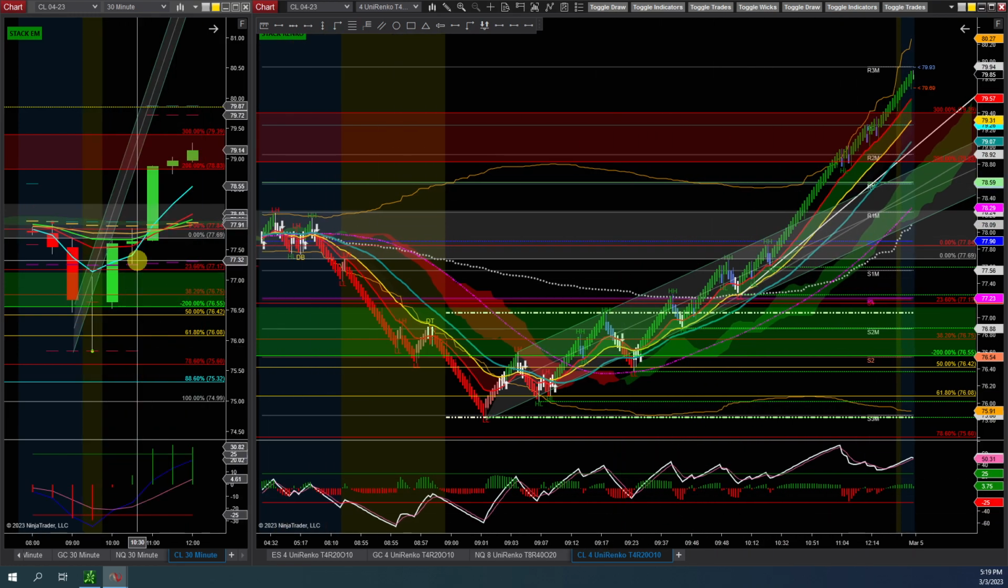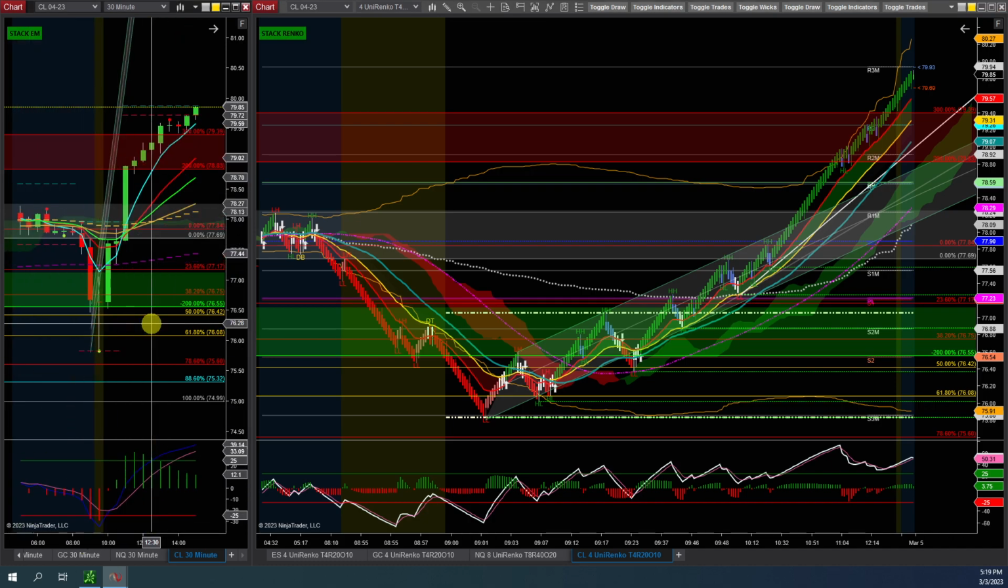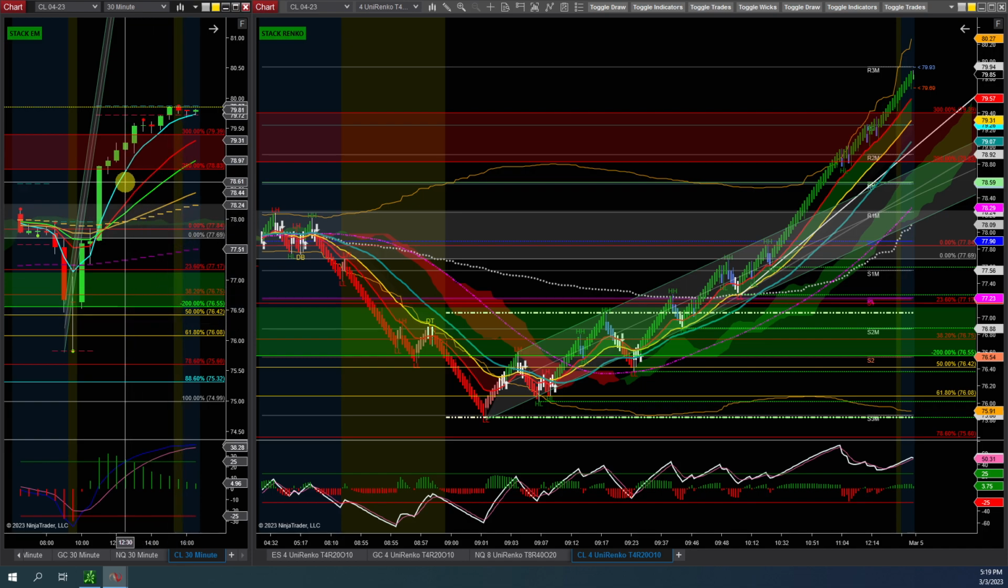Now in the 30 minutes, you see that at no point were we below this moving average here, which is the 5 EMA, right? At no point there was a clean, nice break there, and then there's a clean, nice break up there as well. Okay, and then you do have a very nice move to the upside there.